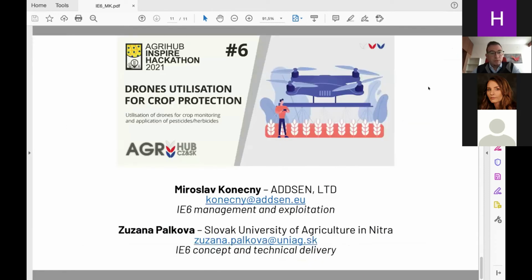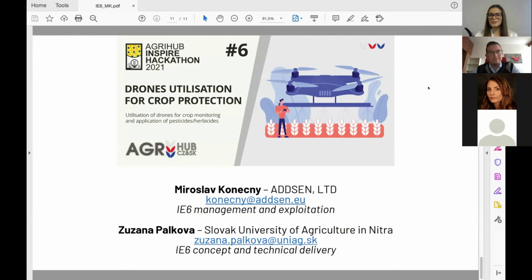We have 2 leaders of the case. I'm one of them. I will support the management of the case and the exploitation path, while Zuzana Palková from Slovak University of Agriculture in Nitra is the author of the innovation experiment concept and technical delivery. So she's the contact person for technical questions. Yeah, and that's it from me. Over to you, Hanka.